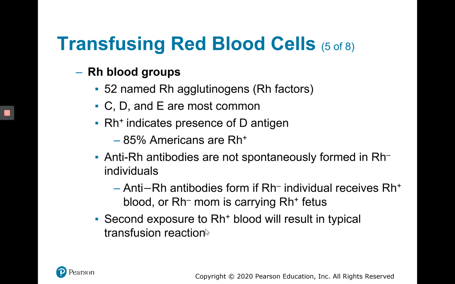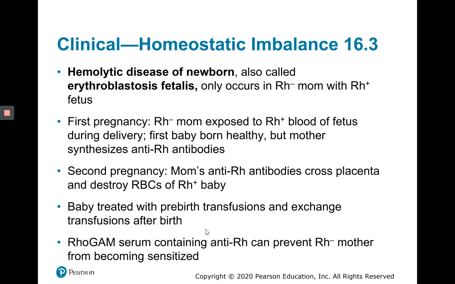This is also a big concern in another instance. For example, anti-Rh antibodies form if an Rh negative individual receives Rh positive blood. So an Rh negative mom who is carrying an Rh positive fetus could actually become sensitized during the birthing process of her first child. And by the time she may or may not have a second child, she's sensitized, and if the fetus is again Rh positive, her body will attack the blood of her unborn child. So the second exposure she may experience to Rh positive blood could result in a typical transfusion reaction.